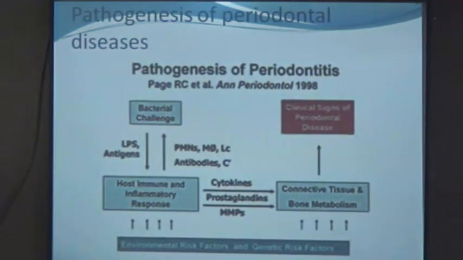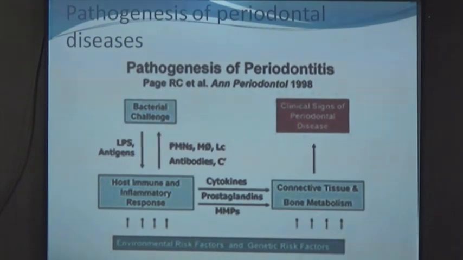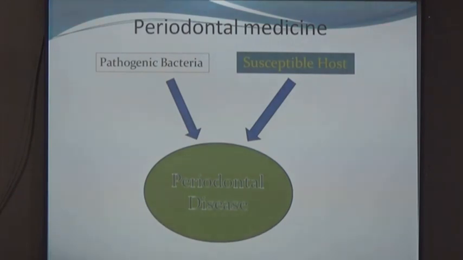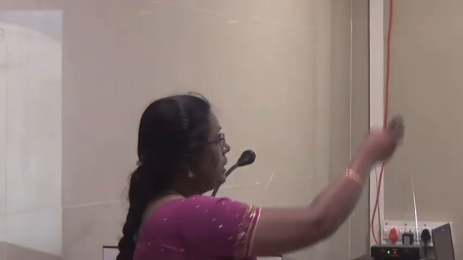See, the environmental risk factor and genetic risk factor both have an added effect over there. Pathogenic bacteria and a susceptible host, if these two are present, only then does it result in periodontal disease. That's what I told you. One is direct pathogenic, one is evading the host.